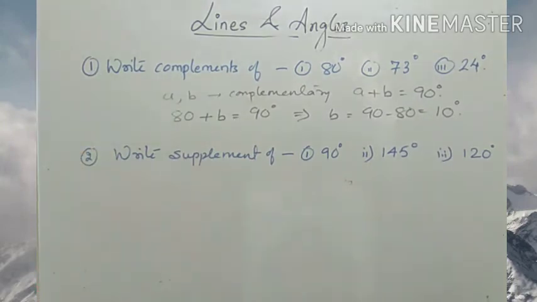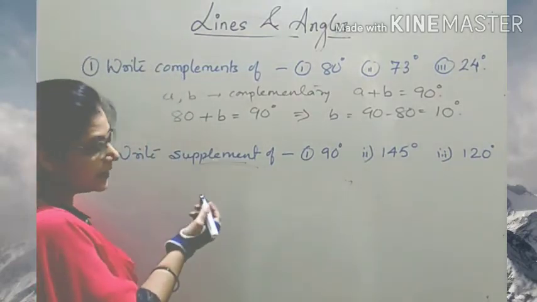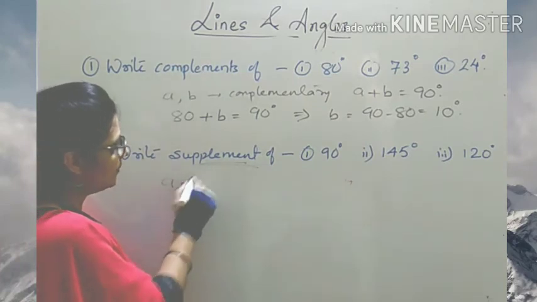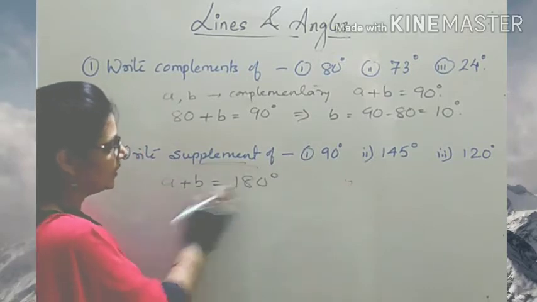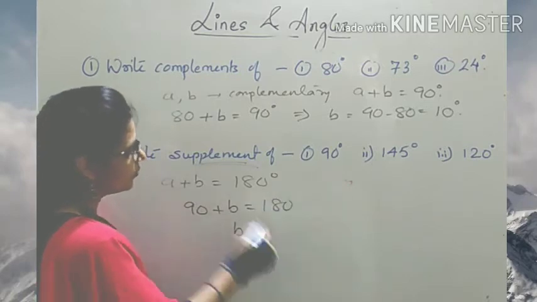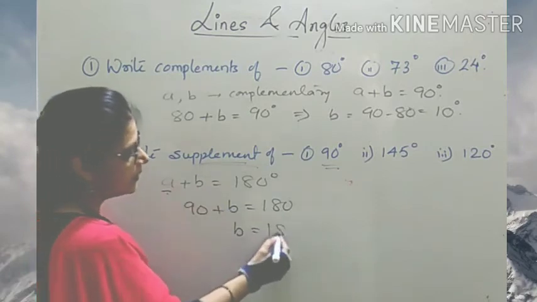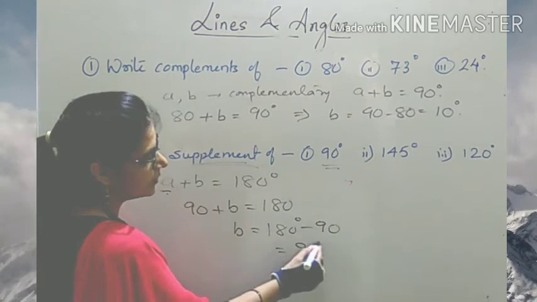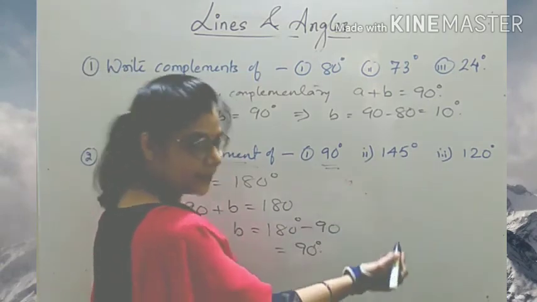Now the next is to find the supplement of the angle. Now to find the supplement, we know what the sum should be. The sum should be 180 degrees. So A plus B should be 180. So what will be B? अपन ने A को कितना माना? 90. 90 plus B equals 180. So what is the supplement of 90 degrees, or the supplement of A? It will be 180 minus 90, which is equal to 90 degrees.